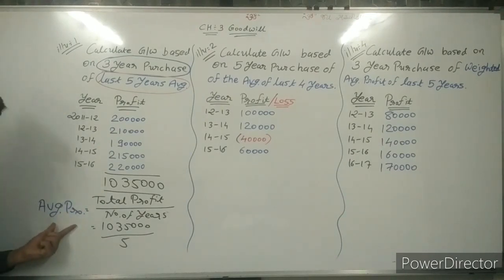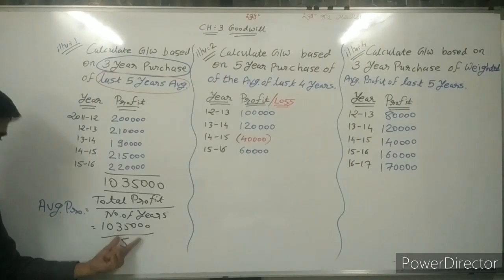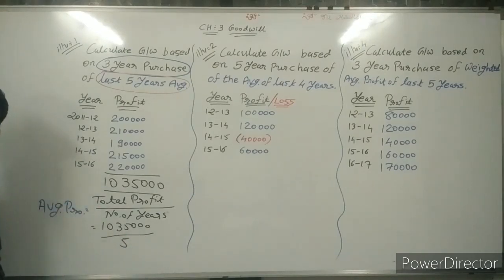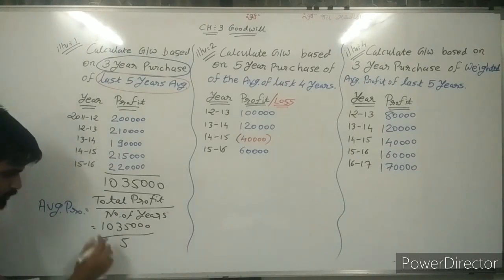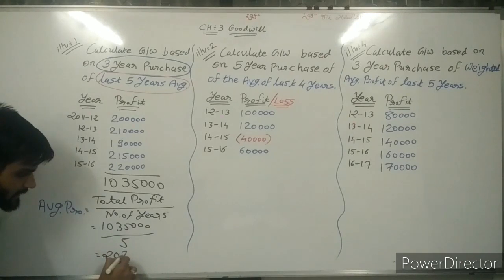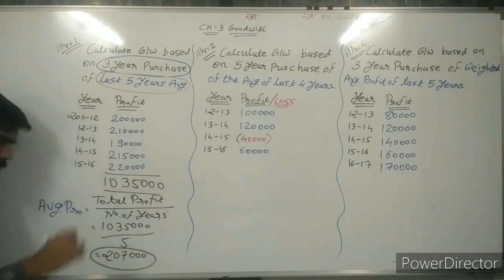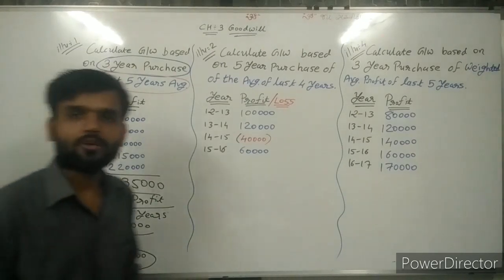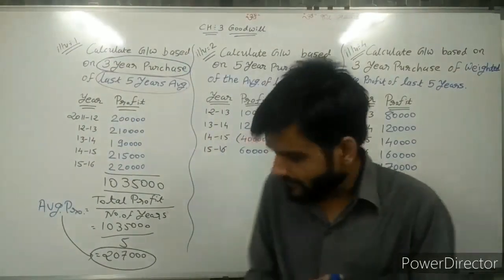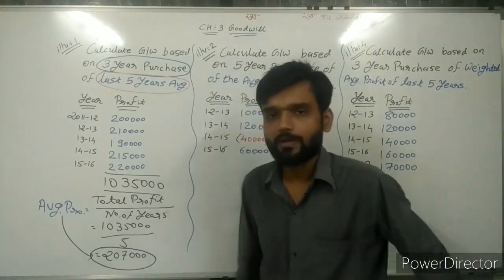So, average profit is equal to 10,35,000 divided by 5. And you will get the answer. 5 2s are 10, 0, 5 7s are 35. 2,07,000. So this 2,07,000 rupees is your average profit.